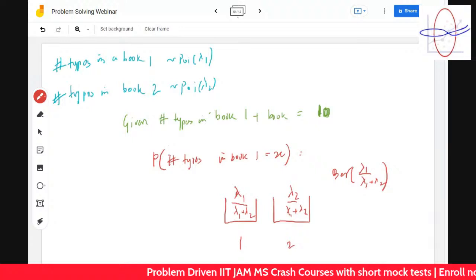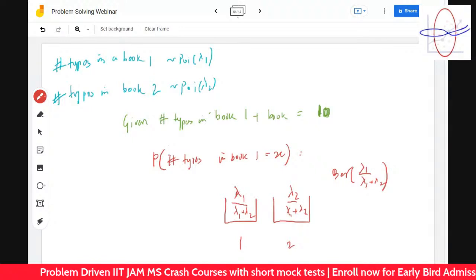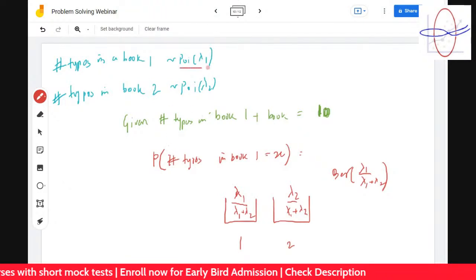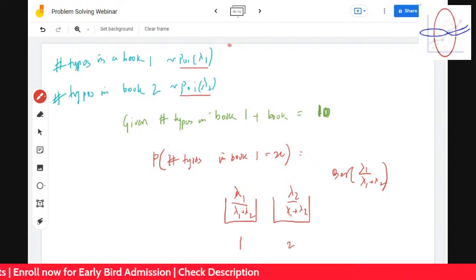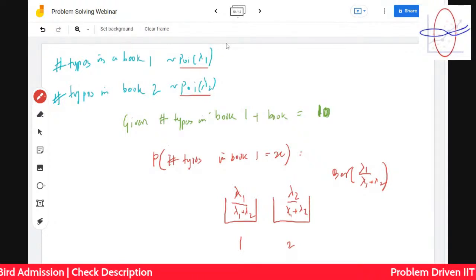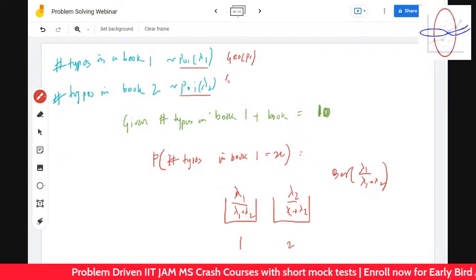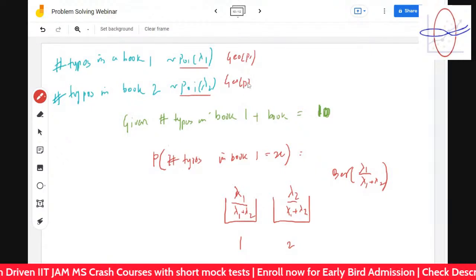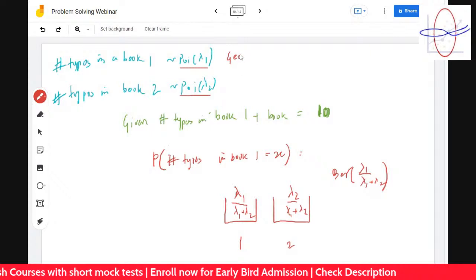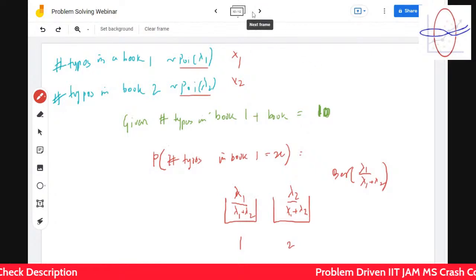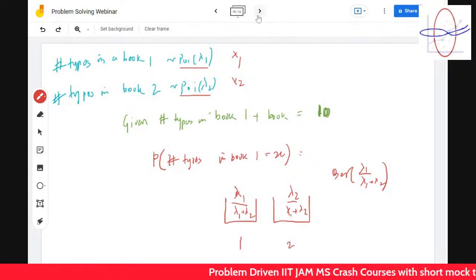Anyone who didn't understand? Now there's a very fundamental question that is left to answer: why only for Poisson? Why will it not happen for any other distribution? Let's say you have another distribution, say geometric, P1 and P2, or any discrete random variable, x1 and x2. What makes the Poisson so important?